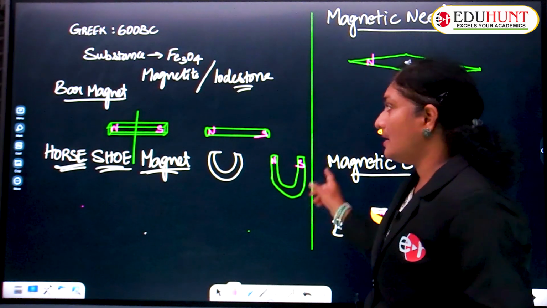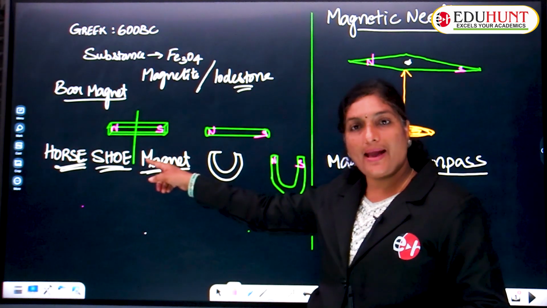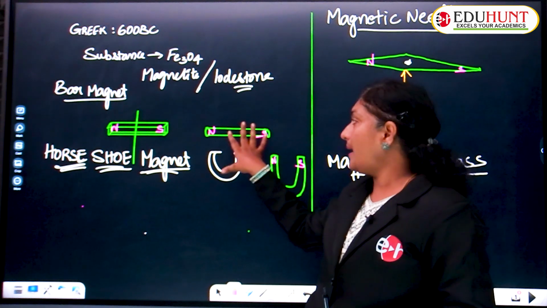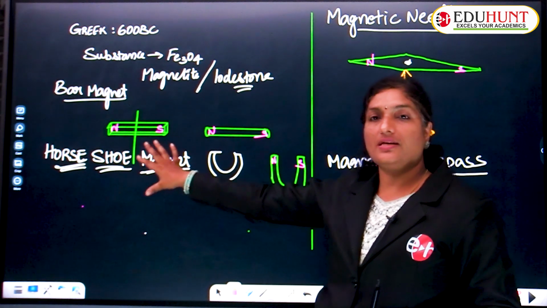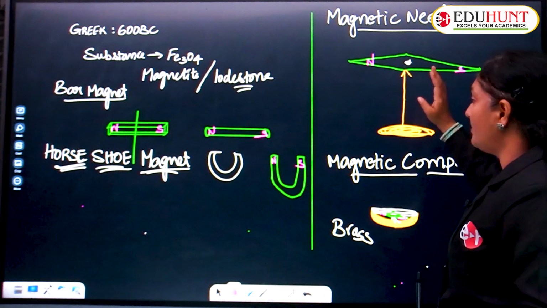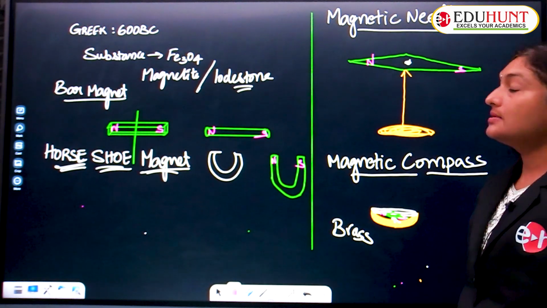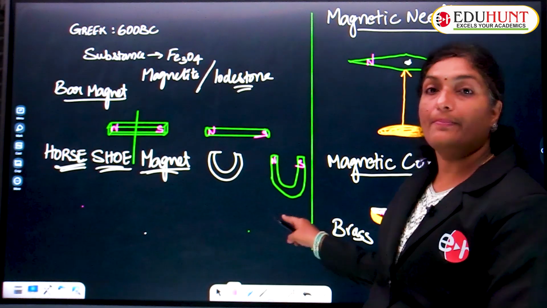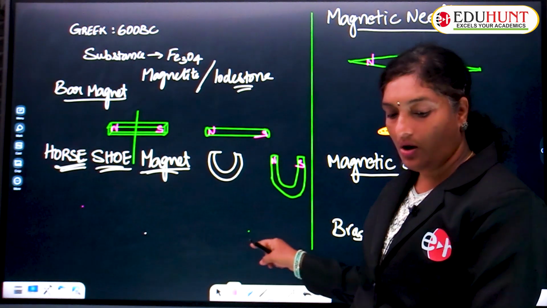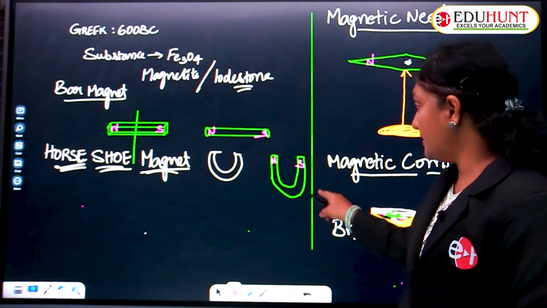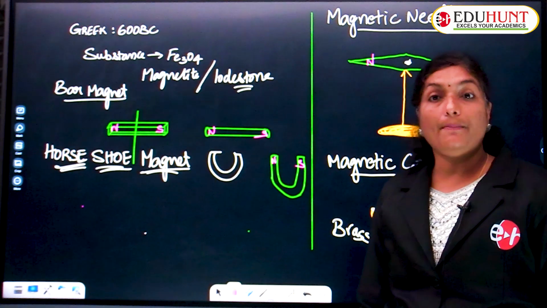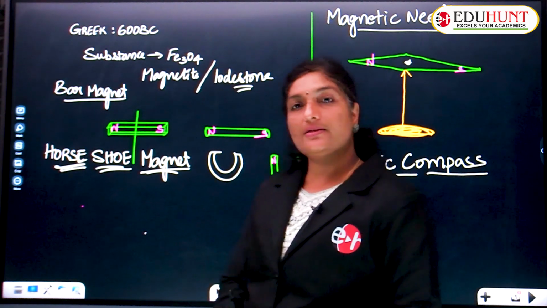Okay children. Earlier I told you all about the bar magnet. A bar magnet is again of two types. One is the cylindrical cross-section bar magnet or rectangular cross-section bar magnet. The second is the horseshoe magnet. How does a horseshoe magnet look? It looks like the shoe of a horse, that means U-shaped. Later I was discussing the magnetic needle. How does a magnetic needle look?